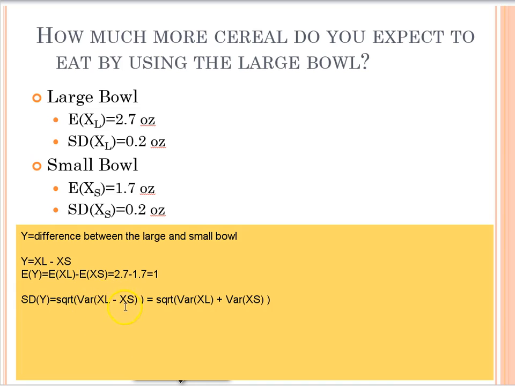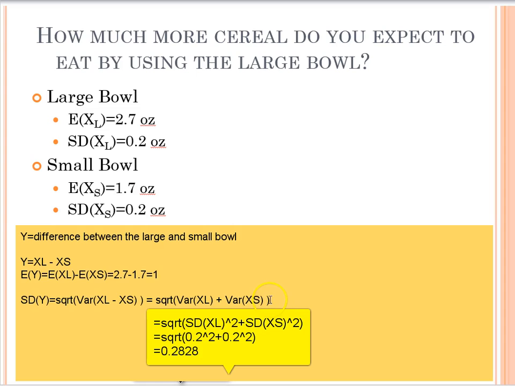And all I've done is rewritten the y in terms of the large bowl and the small bowl here. When we separate them out, remember that negative term goes away. It becomes a positive, and that's because when we square that -1 and remove -1 from the small bowl, it becomes a positive term. So this is not a typo here. This should be a positive sign. And then once we have those variances separated out, we can simply plug in the standard deviation squared for the variance. That's the next step.